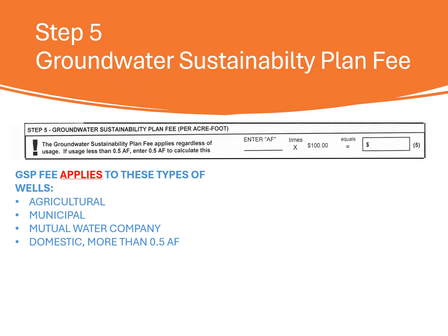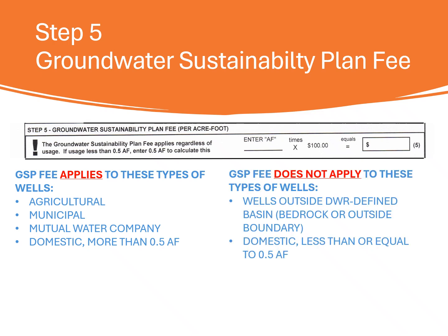Step 5 is the Groundwater Sustainability Plan, or GSP, fee, which is also based on groundwater extracted. The GSP fee applies to agricultural, municipal, and mutual water companies. It also applies to domestic users when the usage exceeds 0.5 acre-feet.